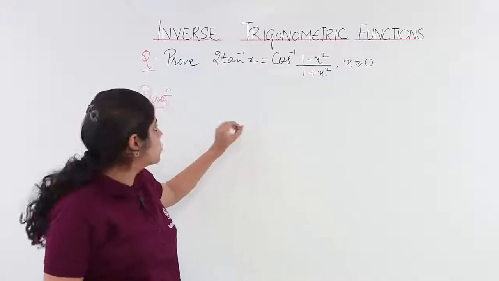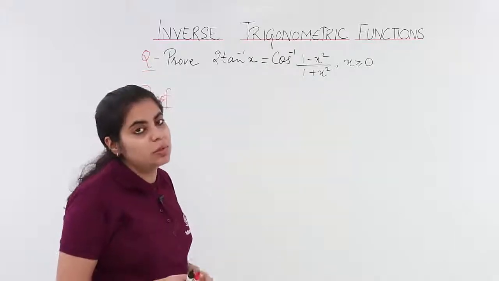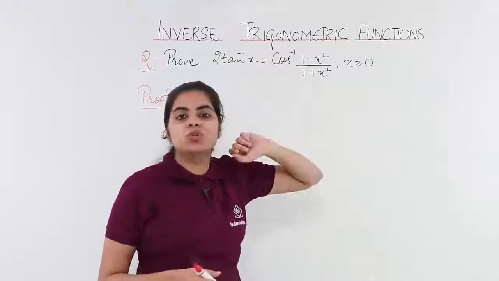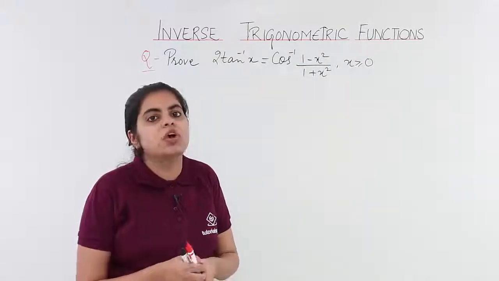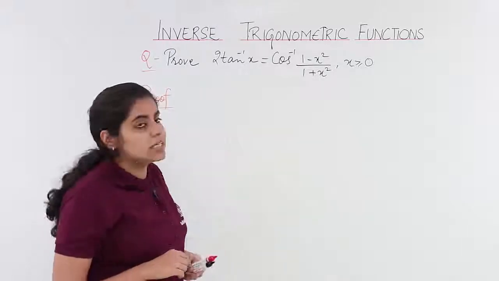It is a proof question. 2 tan inverse x is equal to cos inverse of (1 minus x square) upon (1 plus x square), wherein x has a condition that it should be greater than or equal to 0. That means it cannot be negative. Let's get started. 2 tan inverse x is on the left hand side.